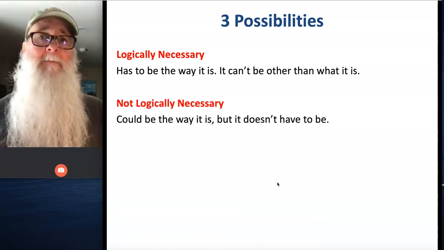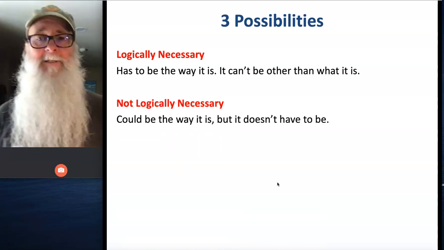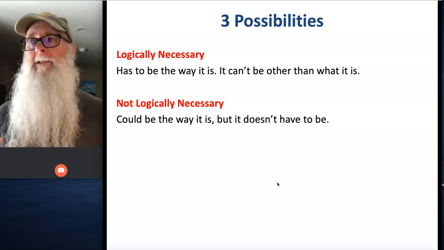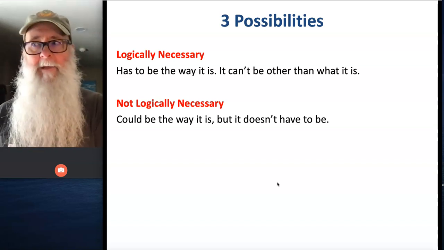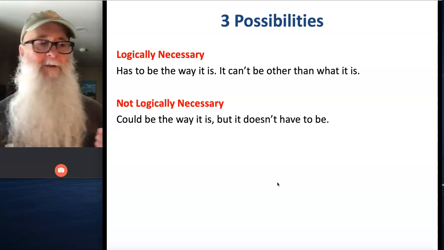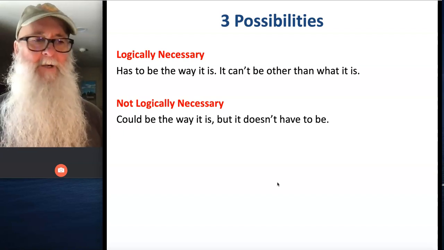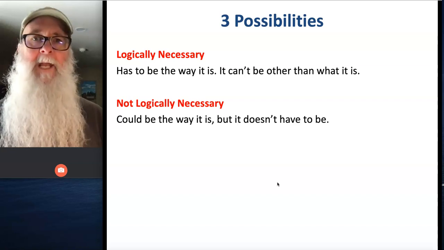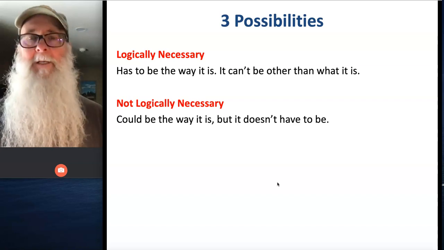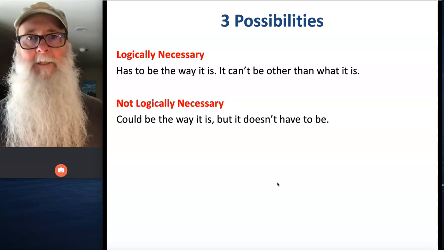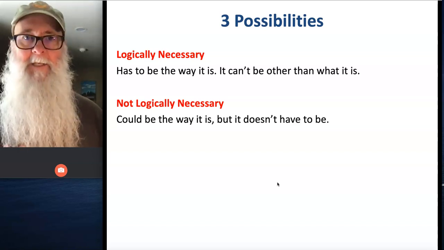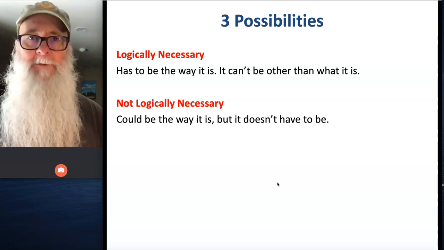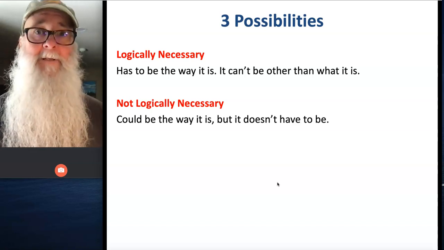On the other hand, something might be said to be not logically necessary. Something that's not logically necessary can certainly be a certain way, but it doesn't have to be. Okay, so if I tell you I'm thinking of a number greater than 5, it's not logically necessary that I be thinking of the number 10, but it's certainly possible I could be. I could be thinking of 100, I could be thinking of 6. It's not necessary that I be thinking of a particular number if all I've told you is I'm thinking of a number greater than 5.